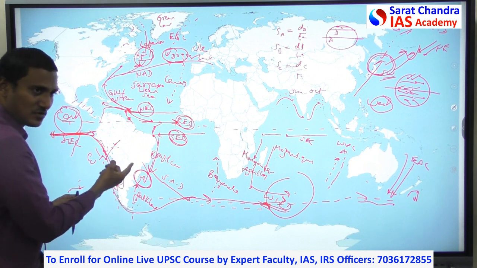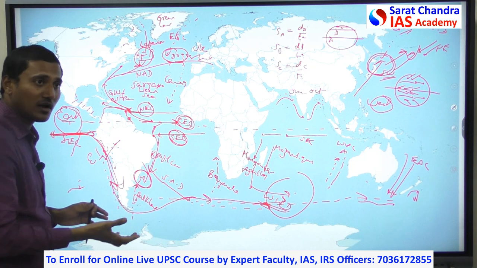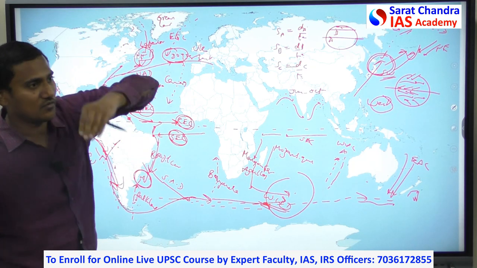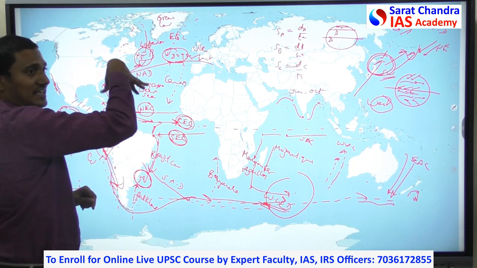See. Here the fog line is coming. This ocean current, the fog line current, is coming from which area? Polar area. In the polar area, ice will be there, no? Ice will also come with the currents. A lot of ice will be carried. Here also, Labrador, ice will be carried here also.